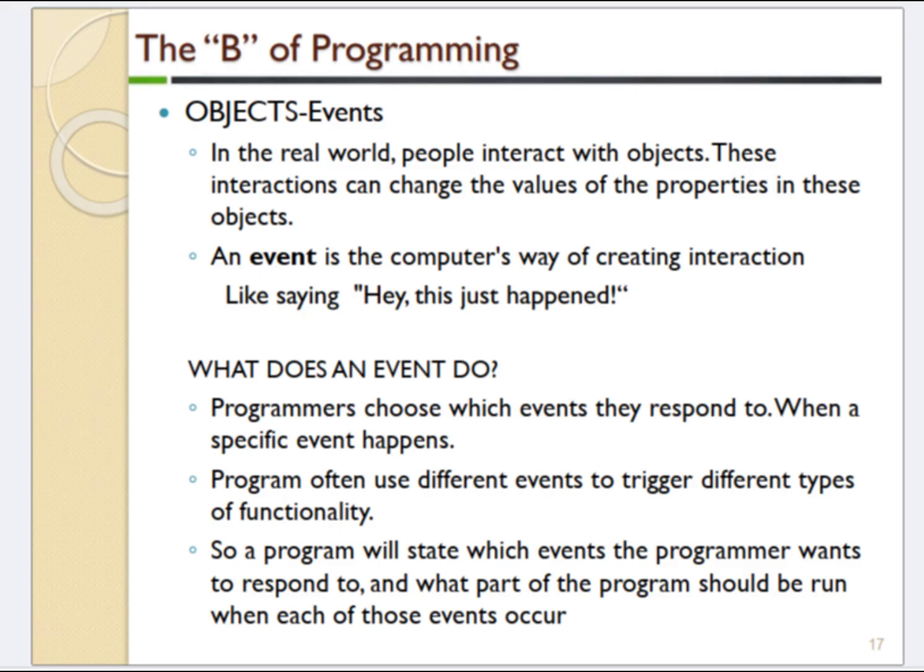What does an event do? Programmers choose which events they respond to. When a specific event happens, a program often uses different events to trigger different types of functionality. So a program will state which events the programmer wants to respond to, and what part of the program should be run when each of those events occur.